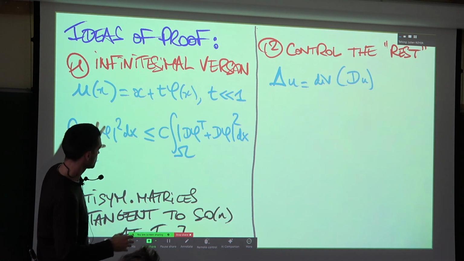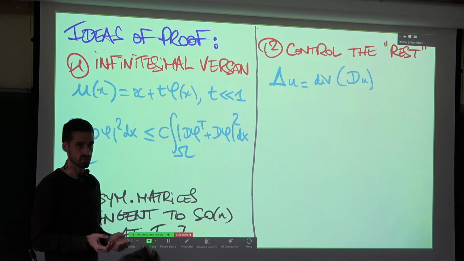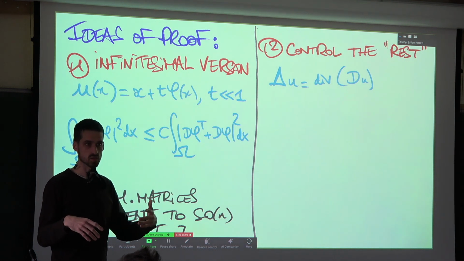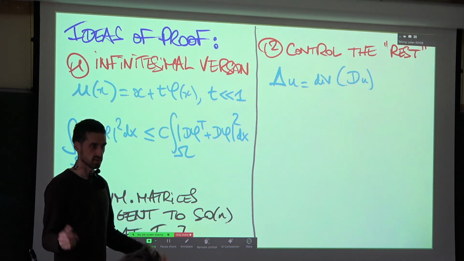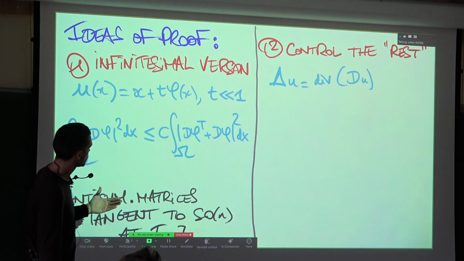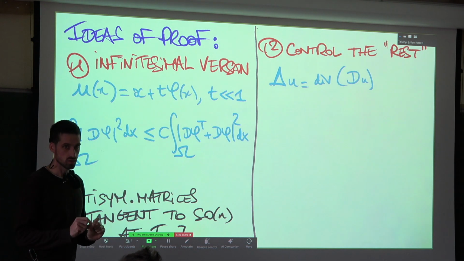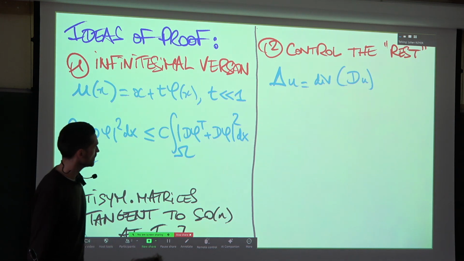Okay. But this is only a Taylor expansion. This is only a local thing. So I need to actually control more precisely all the other terms from the Taylor expansion that I threw away when I did that. So this is why the second part is to control all the other terms, the ones that do not come from the beginning of the Taylor expansion.